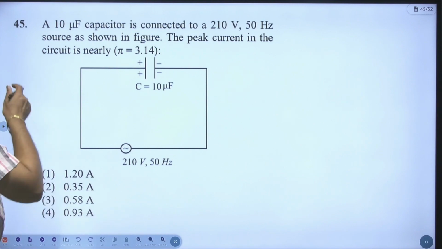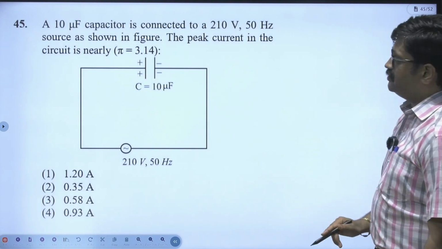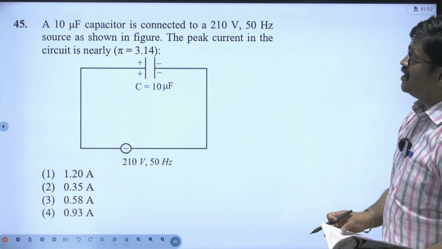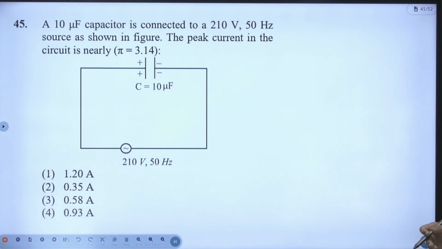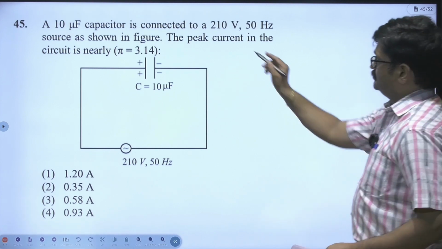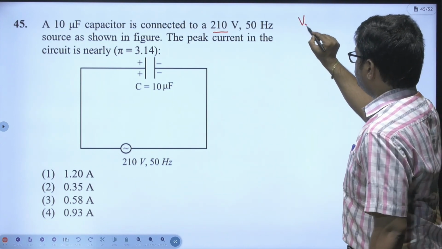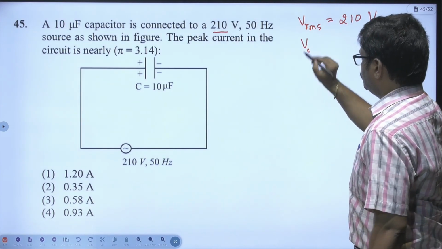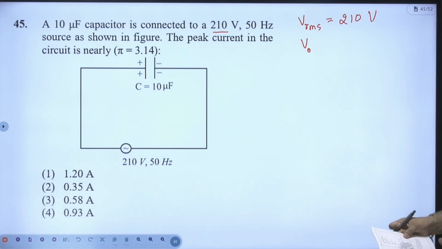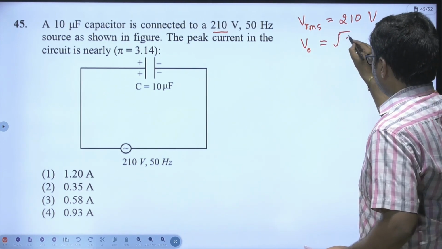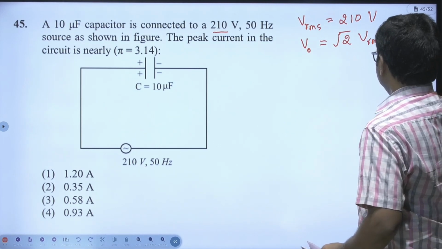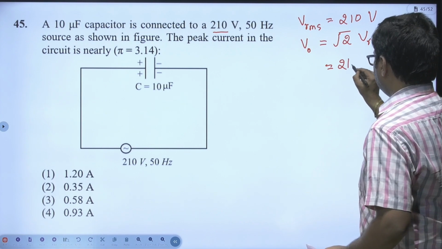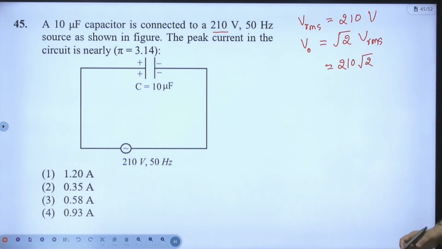45th question. A 10 microfarad capacitor is connected to a 210 volt 50 hertz source as shown in the figure. The peak current in the circuit is how much, they are asking. Peak current. What is the meaning of peak current? Now we can see that in this particular question, they have given us the RMS voltage. So VRMS is 210. Now from this we will calculate V0. So what is V0 equal to, my dear friends? V0 is equal to root 2 times VRMS. So hence this should be 210 root 2. Okay, 210 root 2 happens to be the maximum voltage or peak voltage.